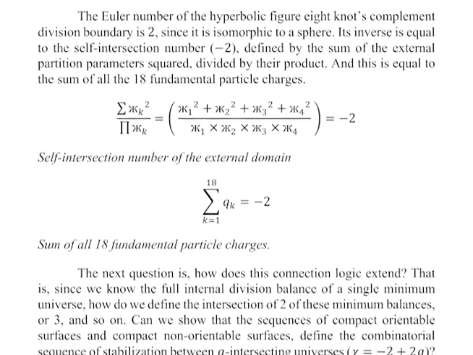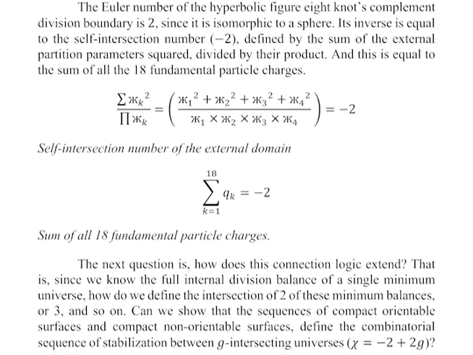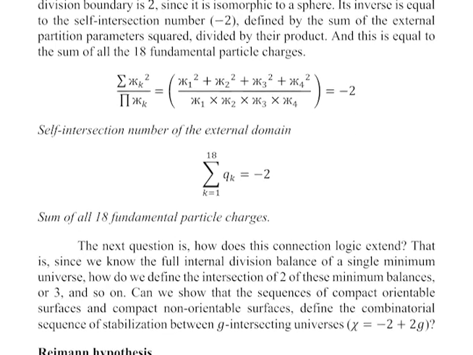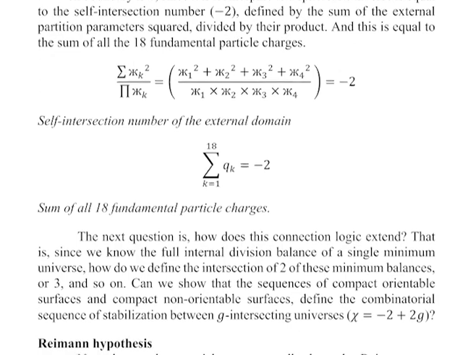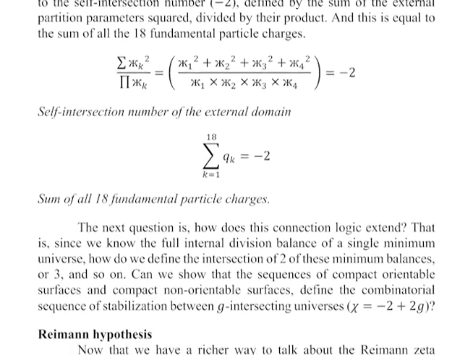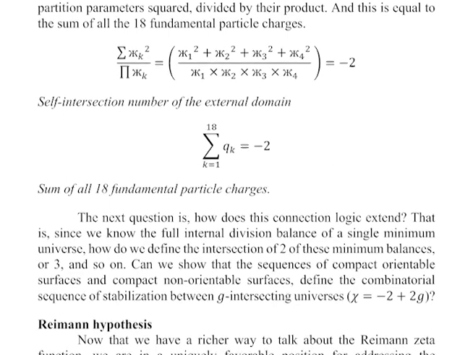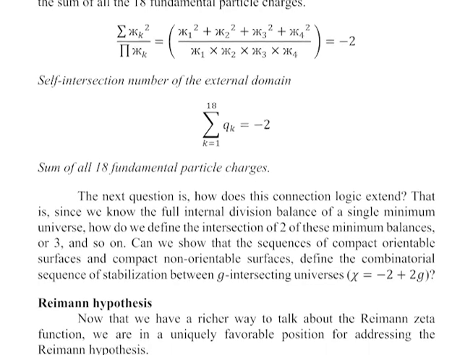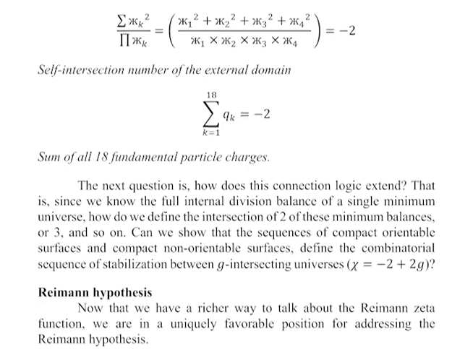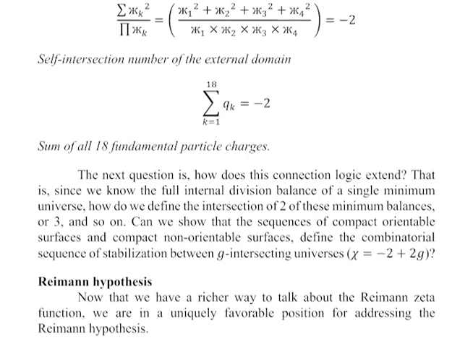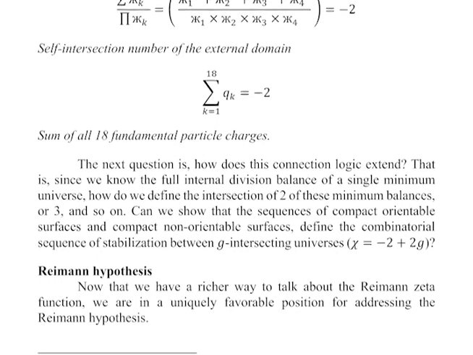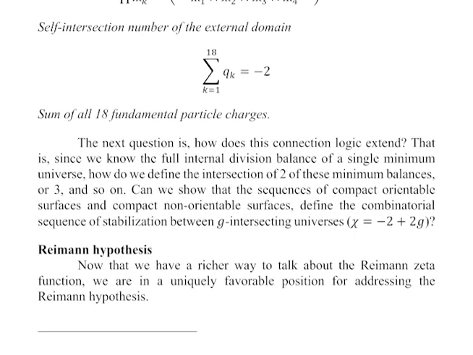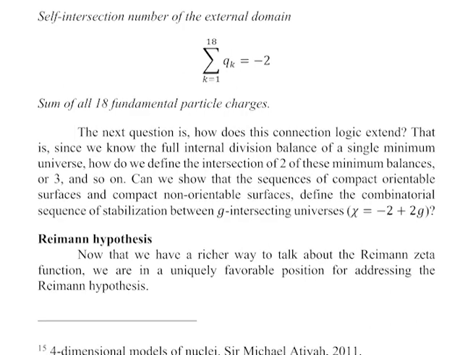If you look at all 18 particle assignments that the hyperbolic figure eight knot divides charge into, add them all together, some of which are zeros, right? But add them all together, you get a total charge of -2. The next question is, how does this connection logic extend? That is, since we know the full internal division balance of a single minimum universe, how do we define the intersection of two of these minimum balances, or three, and so on? Can we show that the sequences of compact orientable surfaces and compact non-orientable surfaces define the combinatorial sequence of stabilization between G intersecting universes?